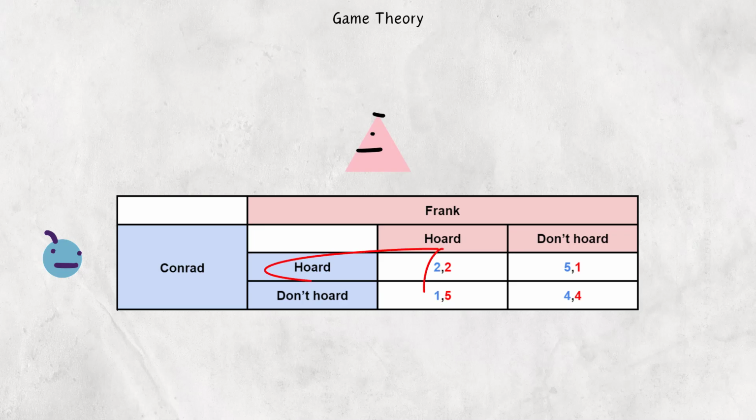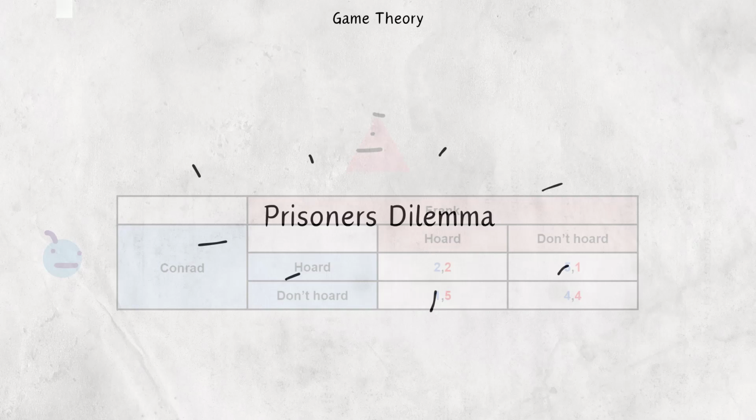So the dominant strategy for both players is to hoard, and thus they will land in a situation where they will both hoard, with a payoff of 2 each. That is despite the fact that the payoff would be higher for both if none of them hoarded, since that way there would be enough for everyone without the stress and consciousness. This kind of game, where both players could have ended up in a better position but had to default in a worse position due to a dominant strategy, is called the prisoner's dilemma.